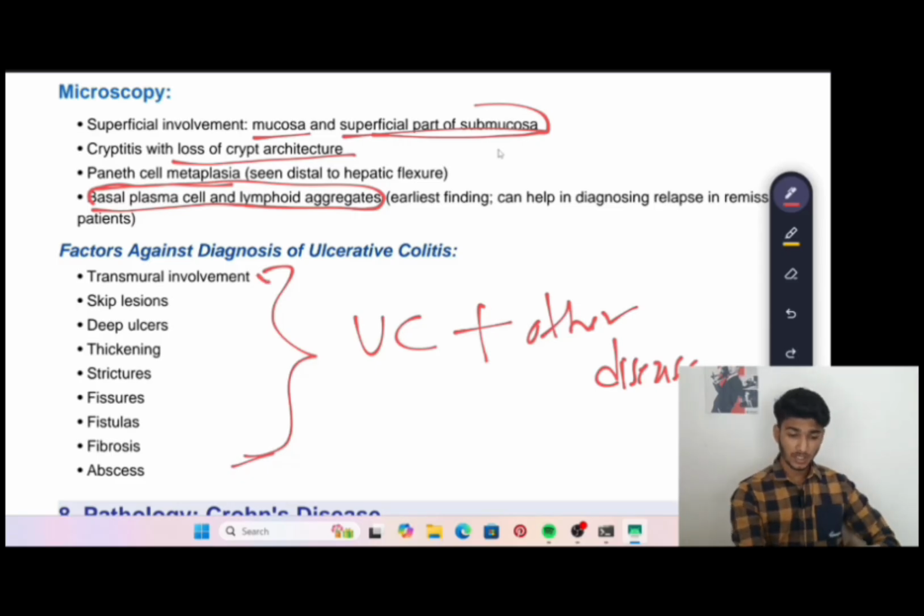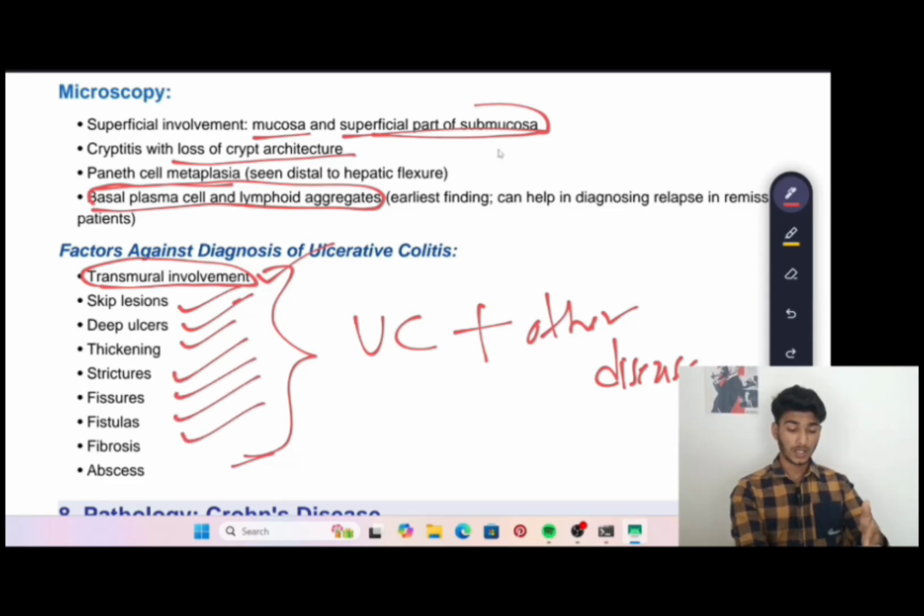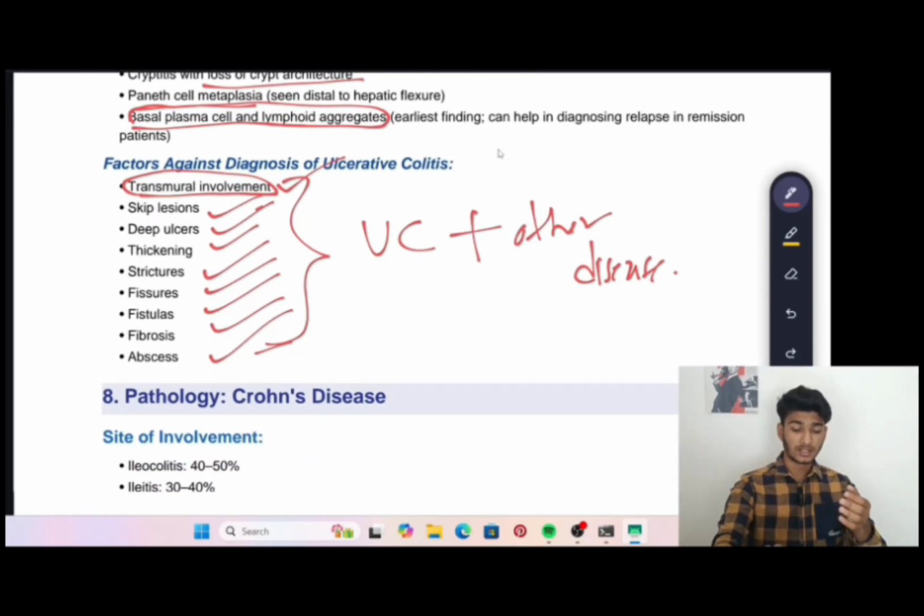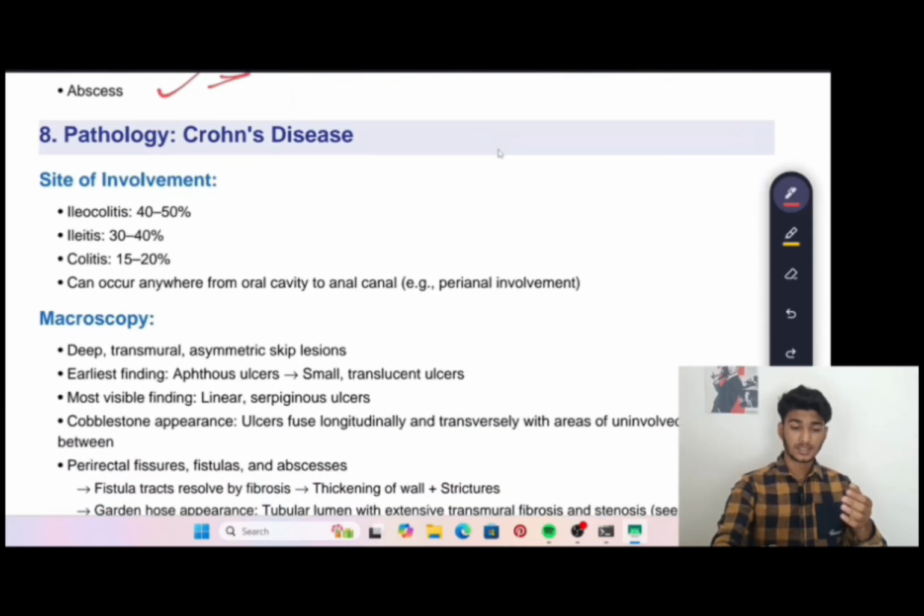You will see transmural involvement, skin lesions. Skin lesions you can see in various diseases. A lot of diseases will show you skin lesions. Many diseases will show this transmural involvement. Deep ulcers, not only in ulcerative colitis, you will see this in Crohn's disease as well. So thickened structure, strictures, fistulas, fibrosis, abscess, everything can be seen in other diseases as well as in ulcerative colitis. And that's it about this.